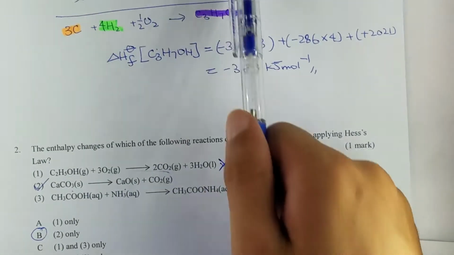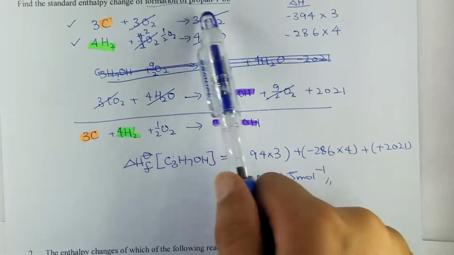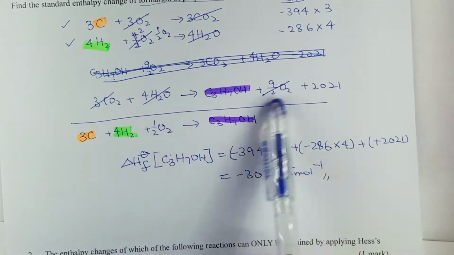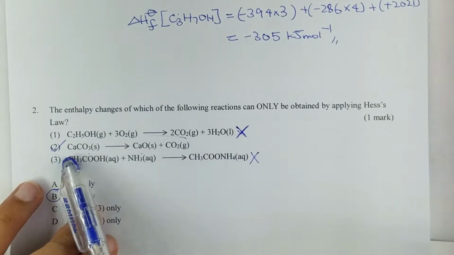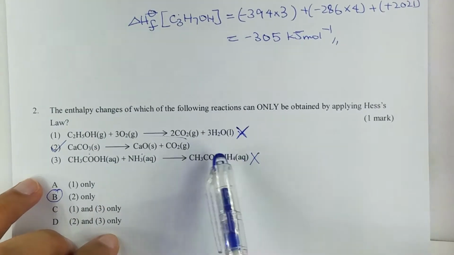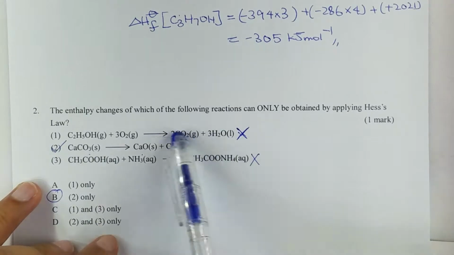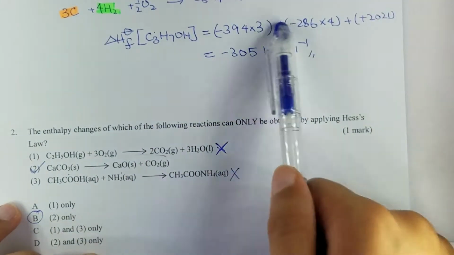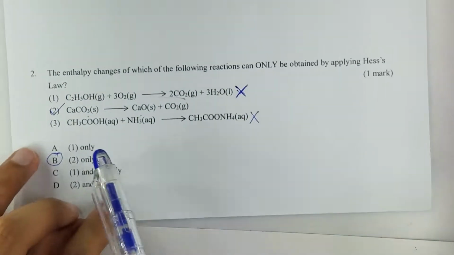So any equation where you have to use this method is using Hess's law. If you don't have to do this, for example, for questions 1 and 3, you can directly obtain it from experiment. Therefore, they're not applying Hess's law. Whereas this one cannot be directly obtained from the experiment. You have to find other stuff first and then find the final answer, which is using calculation. So therefore, B is the correct answer.